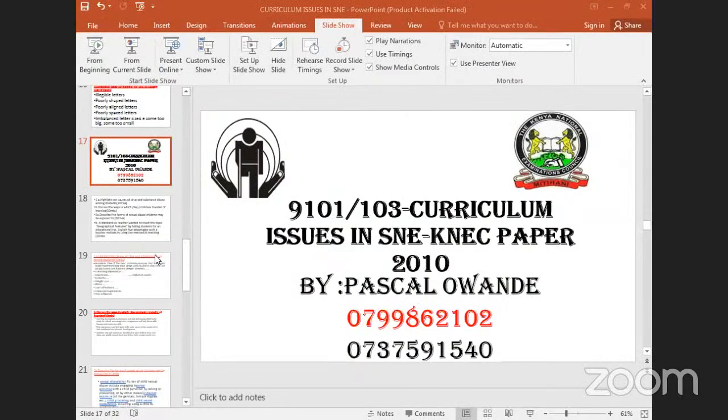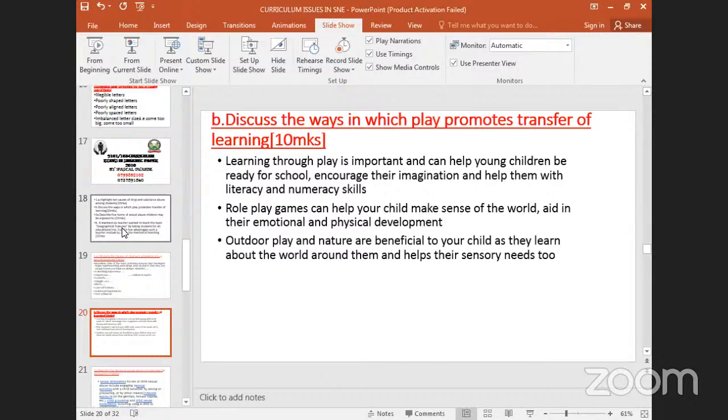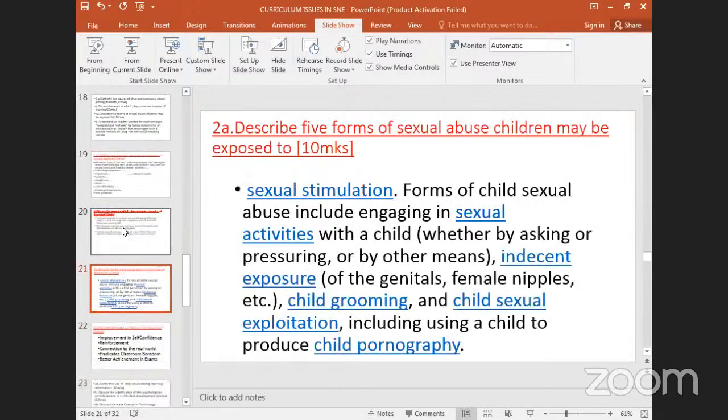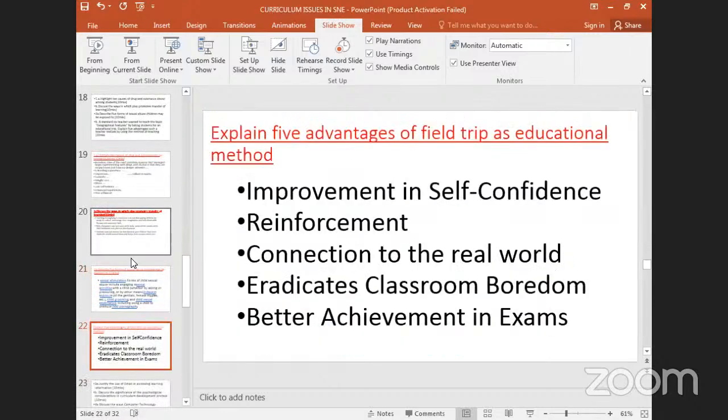So I want us to carry on with our revision, and we had stopped at a point where we were supposed to look at the advantages of field trip as an educational method. And we say that field trip improves the learner's self-confidence because it exposes them.